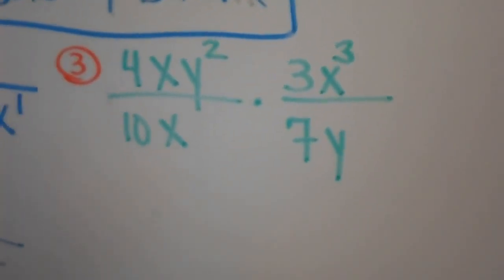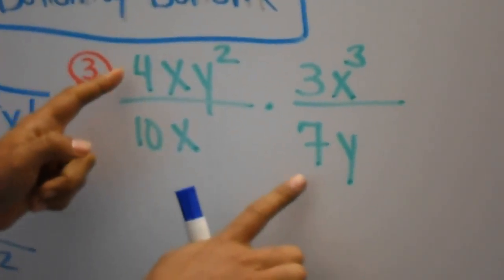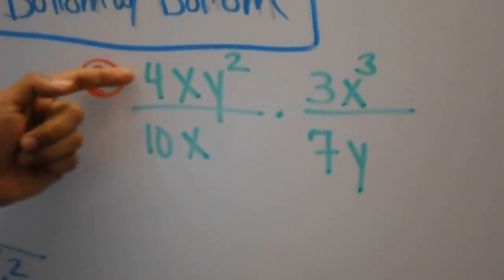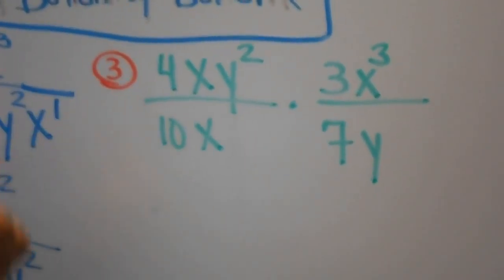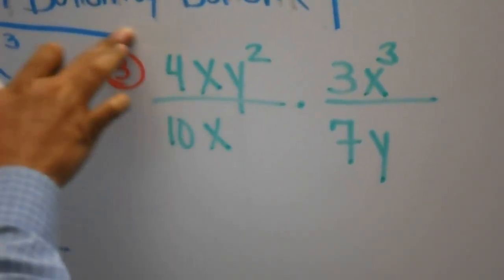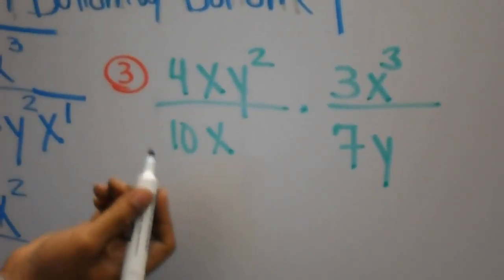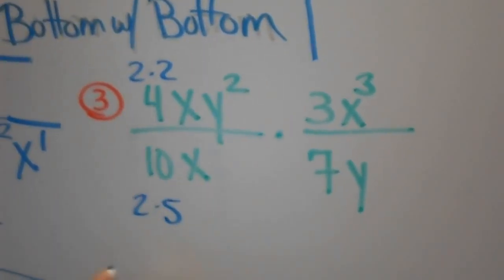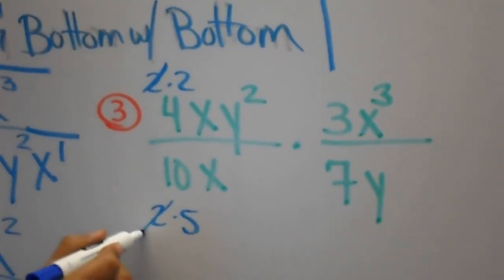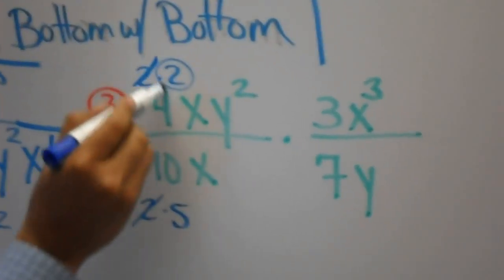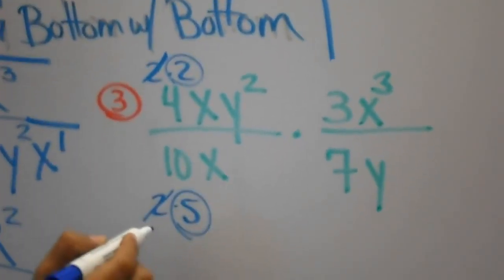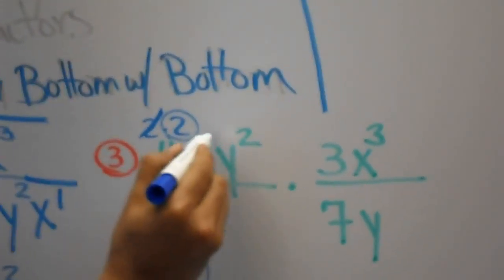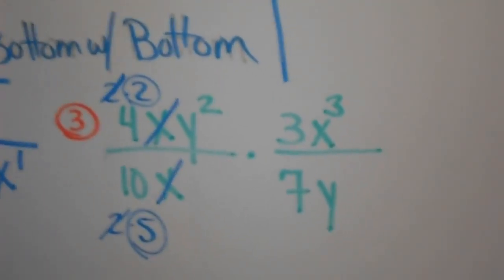Now here, you have to step back and see, do I have common factors between 4 and 7? No. How about 10 and 3? No. Let's check top and bottom now. Between 4 and 10, what do we see as our common factors? How about 2? 2 and 5 here, and 2 and 2 here. Notice that this 2 and that 2 cancel. So that 4 became a 2, and that 10 became a 5. Notice also that you could simplify top and bottom these x's, right? So this x goes away, that x goes away.